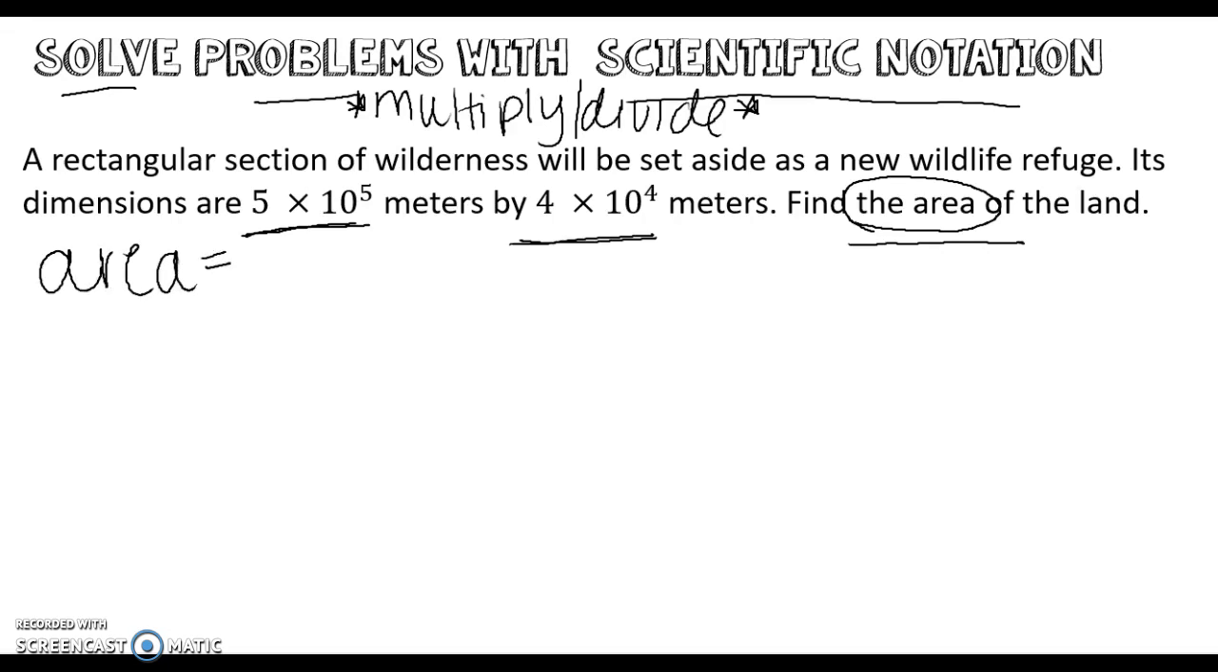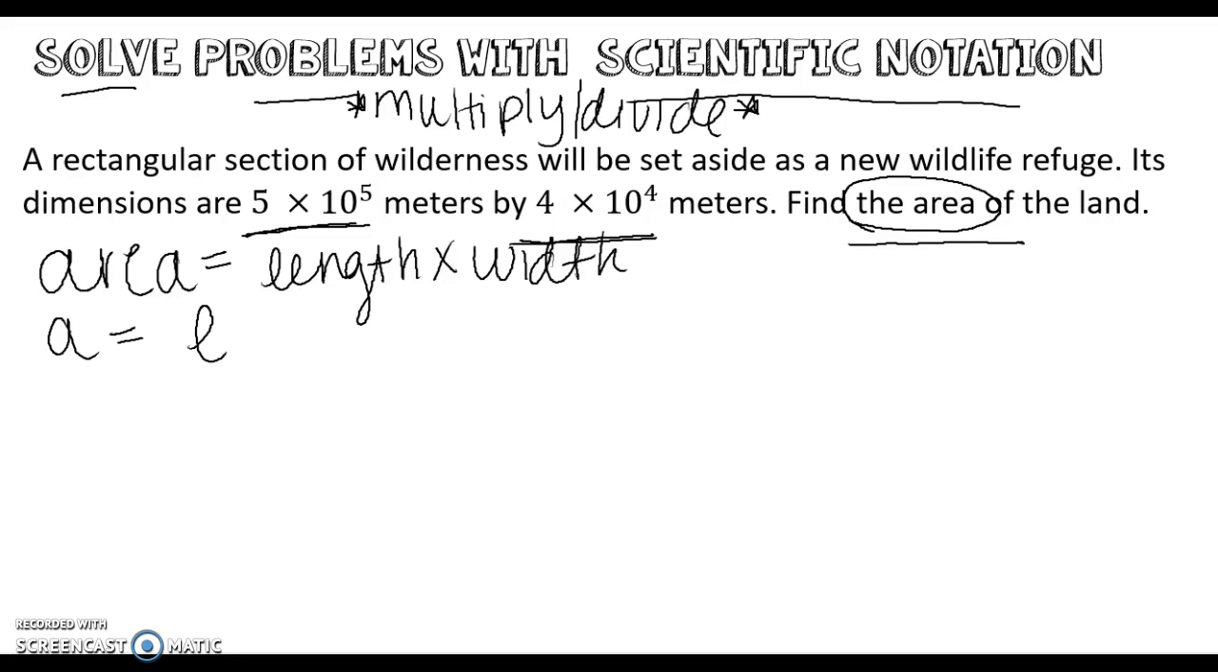And most of us should know that area is length times width. So what I'm going to be looking at here is finding the area using my scientific notation. So area equals length times width, area equals L times W. Well, they gave me my two dimensions. It does not matter which one is the length or the width, but what I can do is go ahead and say, well, if my dimensions are 5 times 10 to the 5th meters by 4 times 10 to the 4th meters, I can go ahead and plug that in to find my area.